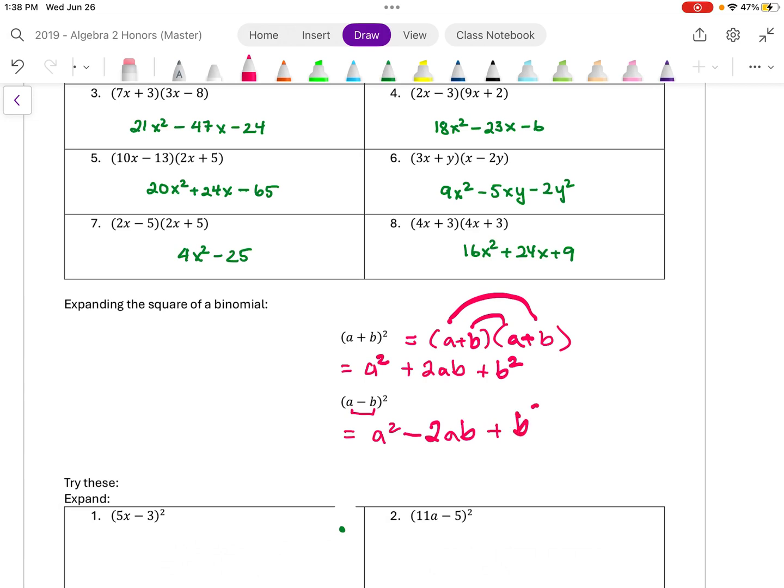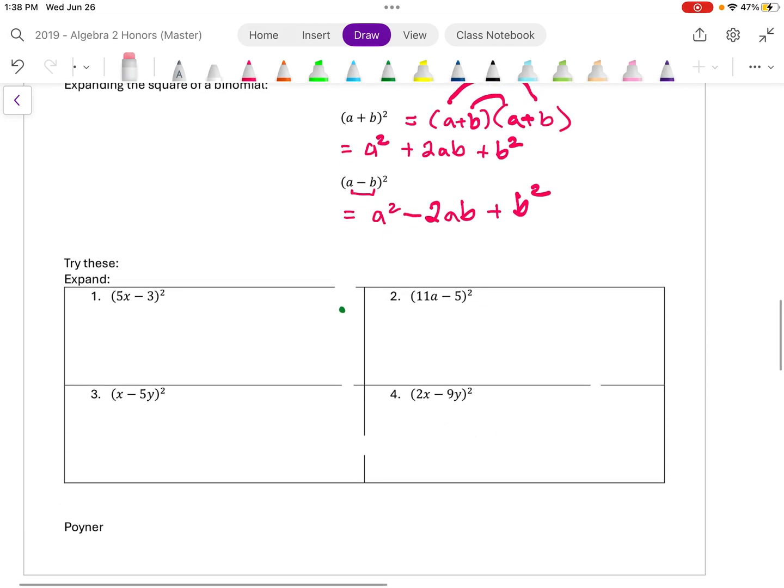Negative b squared. Anything squared is always going to be positive. So plus b squared. So square, double the product, square. For any binomial squared, if you look at number 8, if you square the first term, you get 16x squared. Take the product of the two terms, that's 12x, doubled gives me 24x, and square the last term is 9.